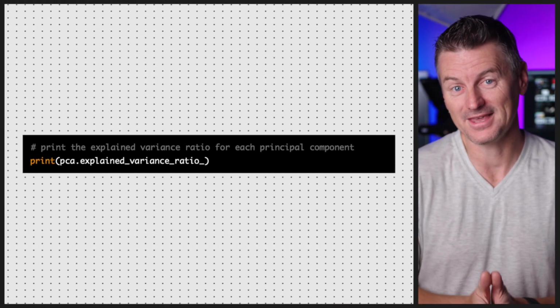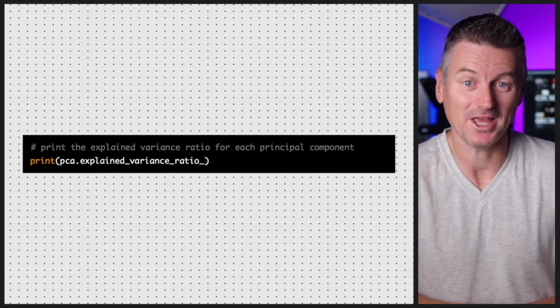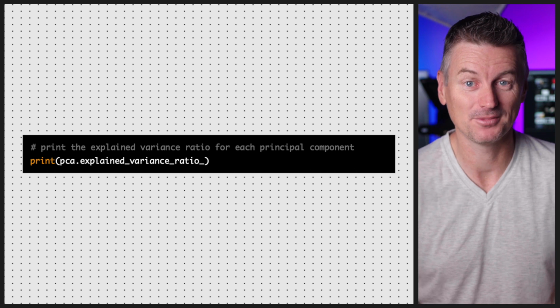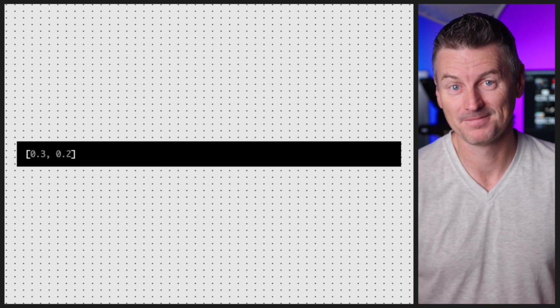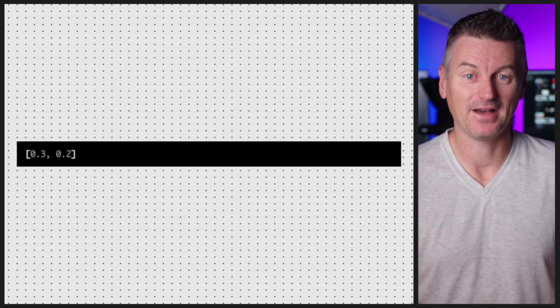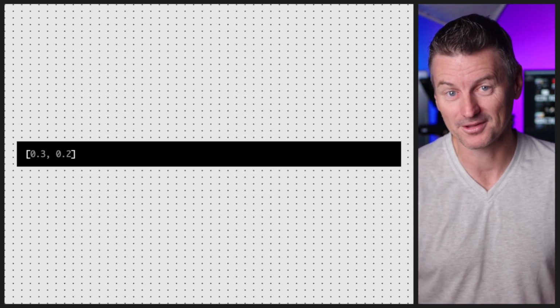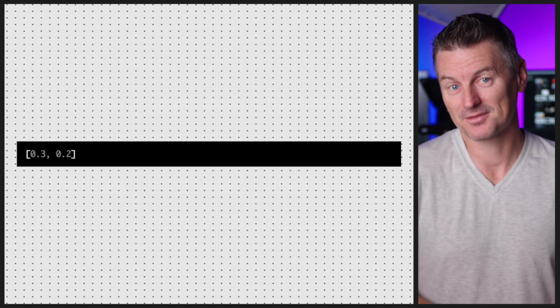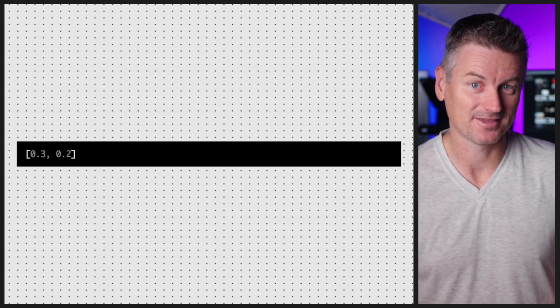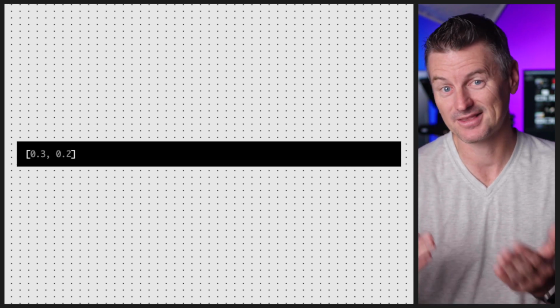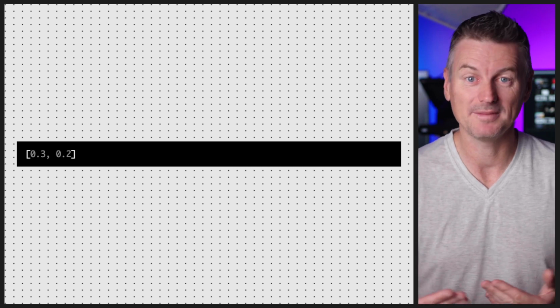We could print the explained variance ratio for each principal component in the PCA object along with some sample output. Now, this would output an array of values where each value represents the explained variance ratio of one of the principal components. It means that the first principal component explains 30% of the variance in the data, and the second principal component explains 20% of the variance in the data.